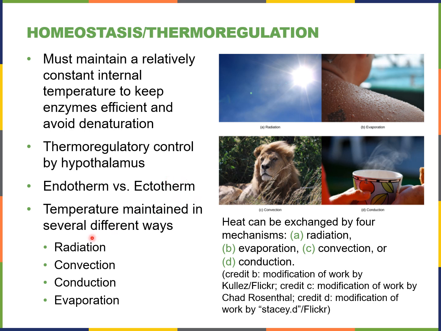So we can maintain our temperature in a few different ways: by radiation, convection, conduction, or evaporation. Radiation is basically transferring heat via infrared waves, and this occurs between any two objects when their temperatures are different. So you can see the sun here radiating heat, right? That will warm our skin, which will then warm our body. That would work for both an endotherm and an ectotherm.